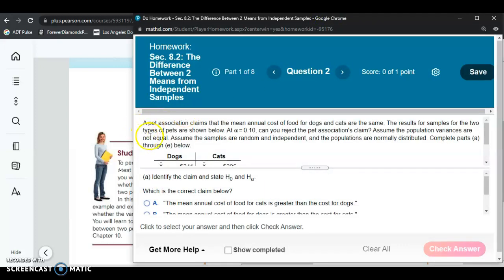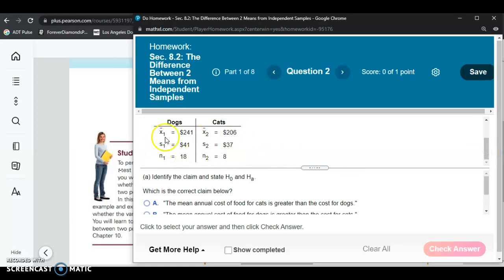Question 2 says, a pet association claims that the mean annual cost of food for dogs and cats are the same. In that first sentence, we're going to determine the null and alternative hypotheses. Let's continue. The results for samples for the two types of pets are shown below. This is a summary of the sample data. We randomly collected a sample of dogs, and then a sample of cats, and this is the information for both samples.